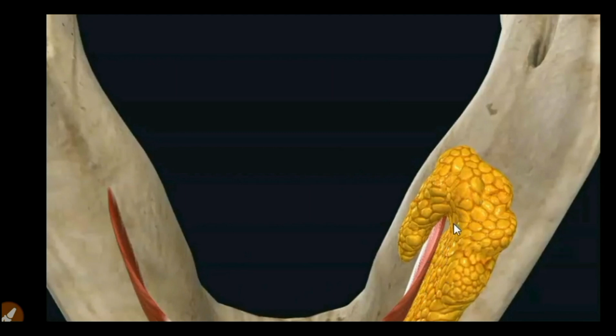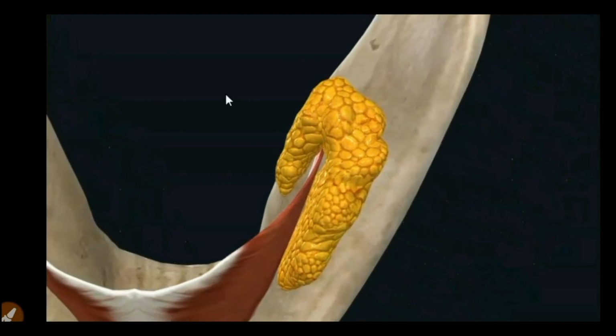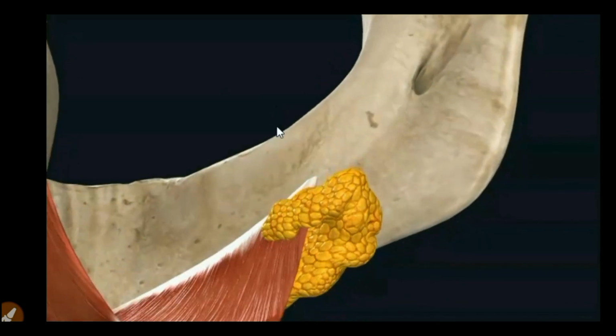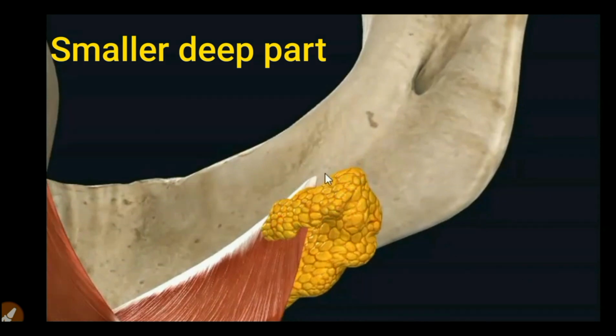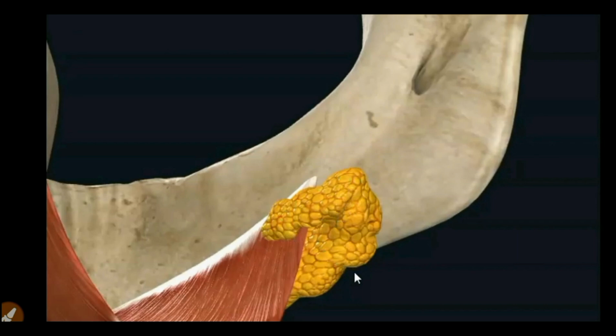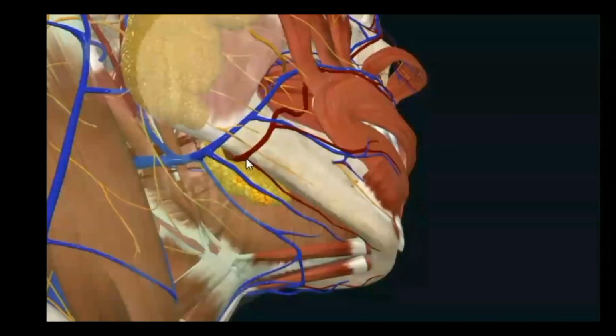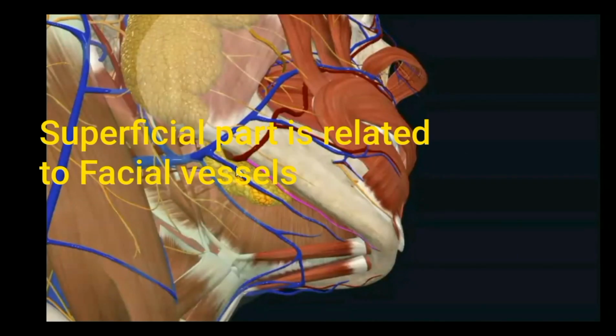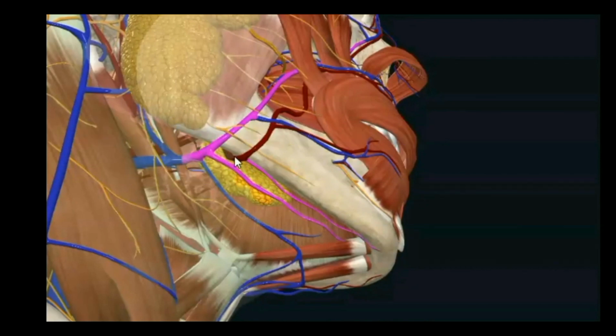The investing layer of deep cervical fascia splits here to enclose the large superficial part, which is triangular in cross section, and you can see the smaller deep part. It again has a medial surface and lateral surface, anterior end and posterior end. You can see here that the anterior end is related to branches of facial vessels, the submental vessels.